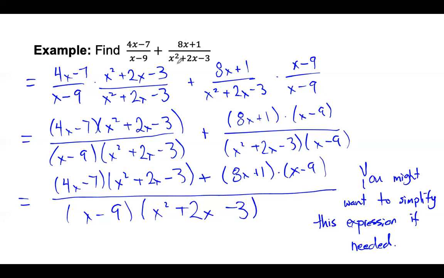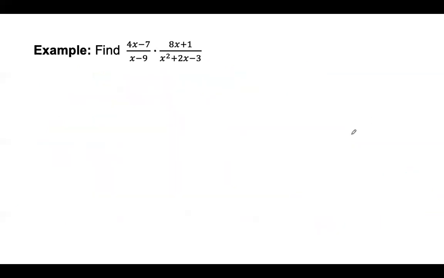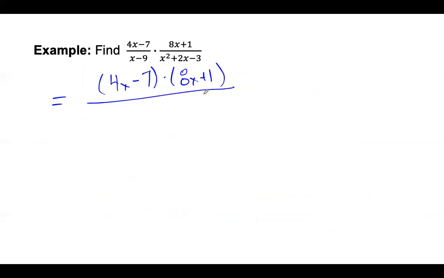So that's with addition, and it's similar with subtraction. What about multiplication? Well, in this case, it's pretty straightforward. We just multiply the tops together and the denominators together.